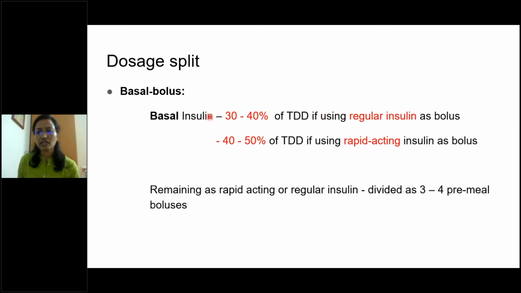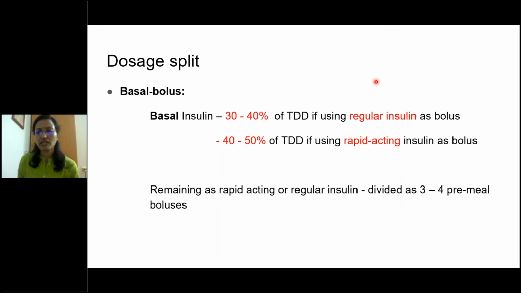So you have calculated the total dose. How to divide it into basal versus bolus? This is for the basal bolus regime. If you're using NPH and regular, the calculations are different; I'll tell you later. If you're using basal bolus with glargine or detemir, these are the calculations.